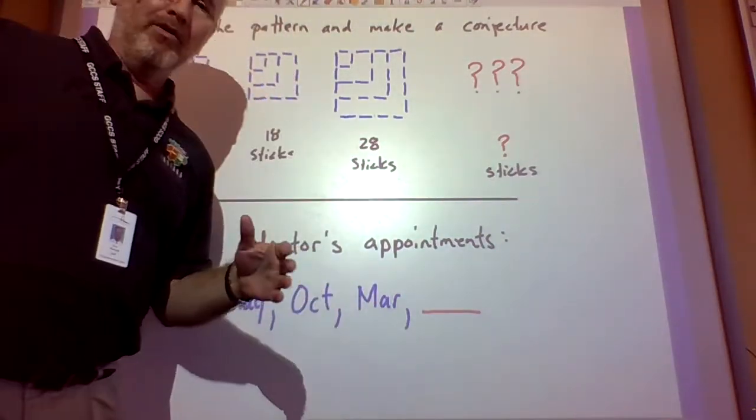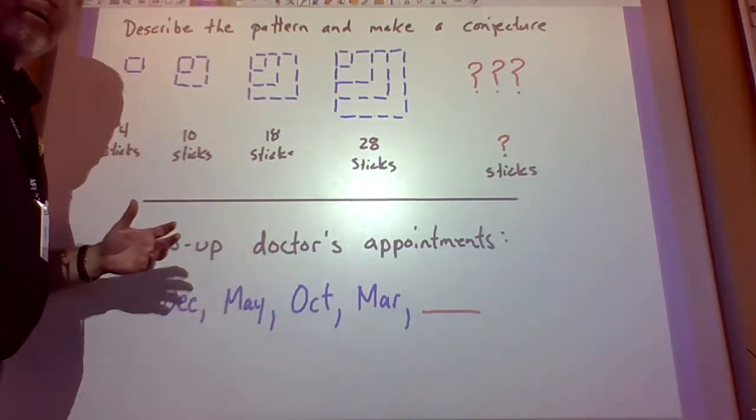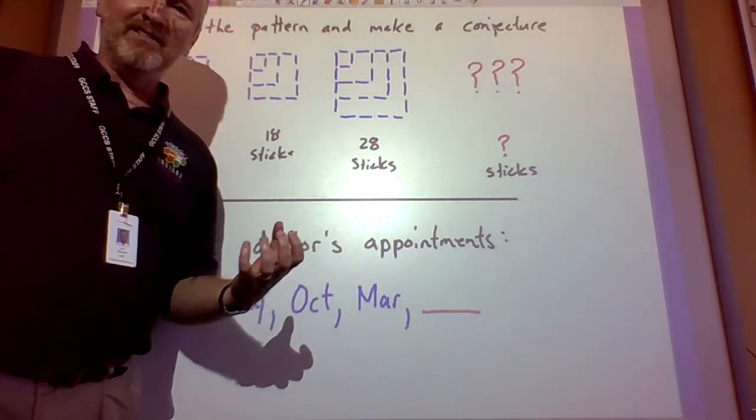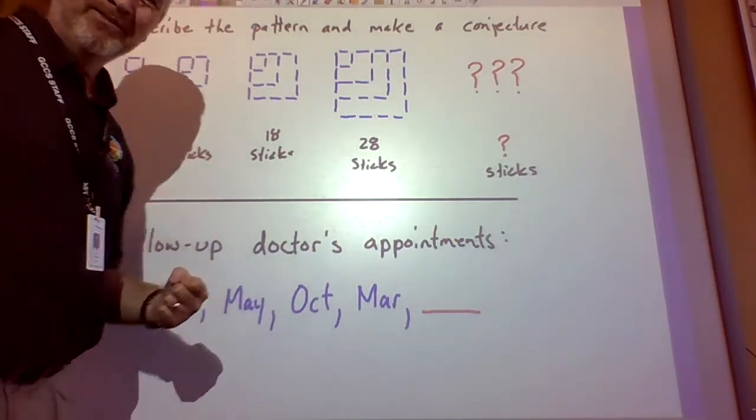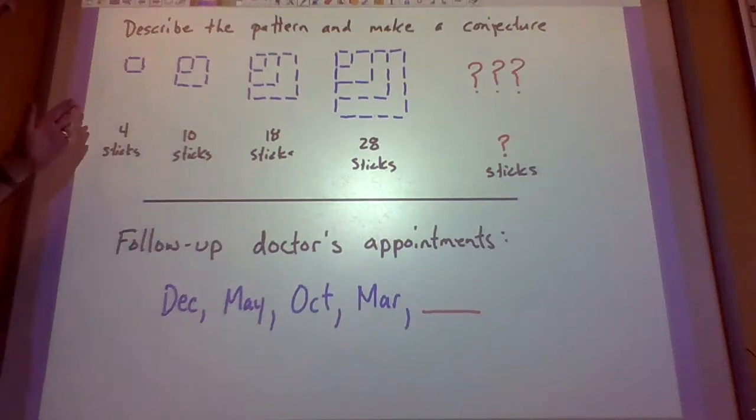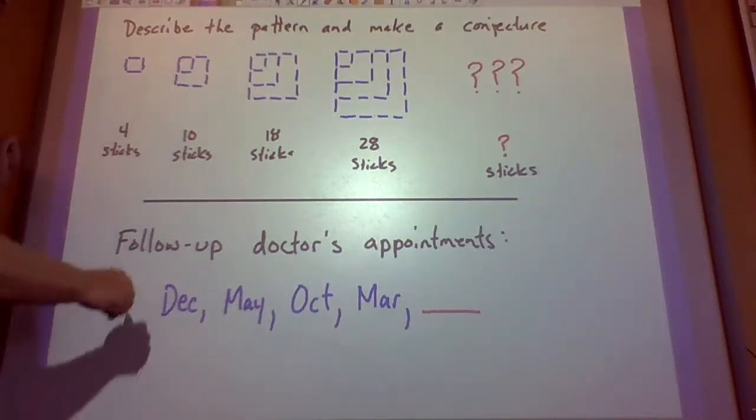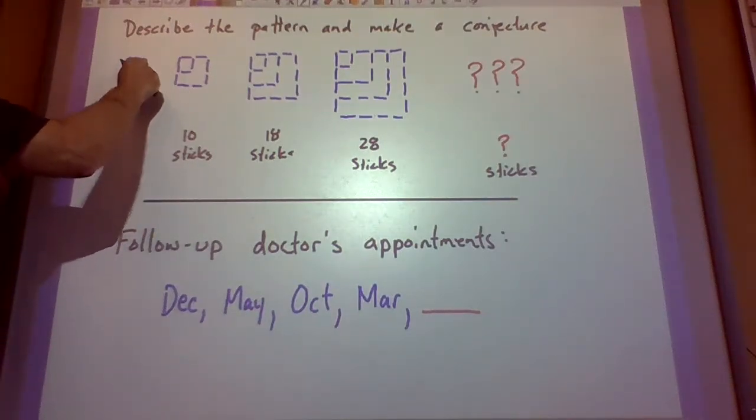So when I would go to the doctor's office, I would always take a box of toothpicks. Isn't that what you all do? I take a box of toothpicks. And on this one particular doctor's visit, I made a square out of toothpicks.